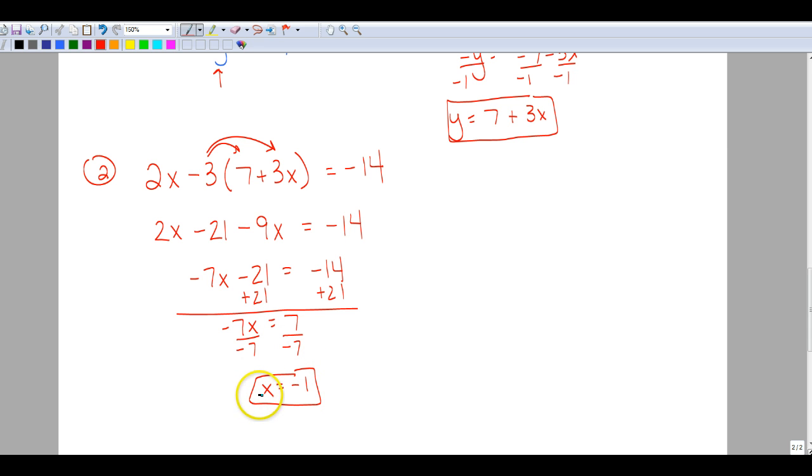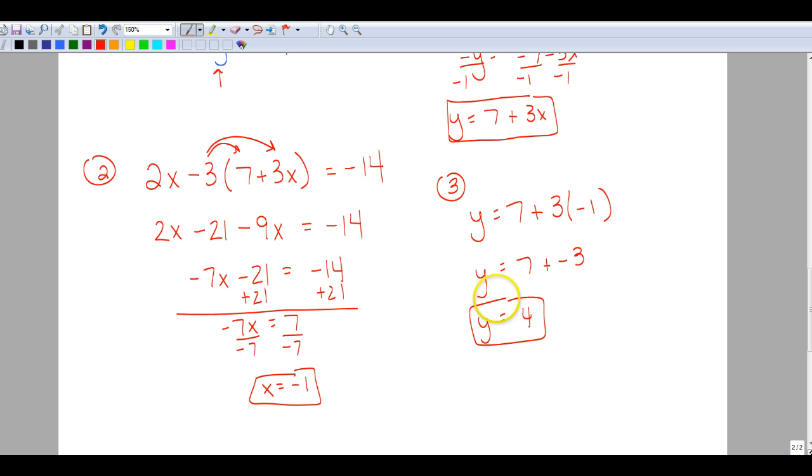From there, once you've solved that, you're going to take what you got from step 2, plug it back into what you got from step number 1. So we have y equals 7 plus 3 times x, negative 1. 3 times negative 1 is negative 3. Add it to 7, y is going to end up equaling positive 4. So we got negative 1 and 4. As a point, it'll be (negative 1, 4). And that is your answer.